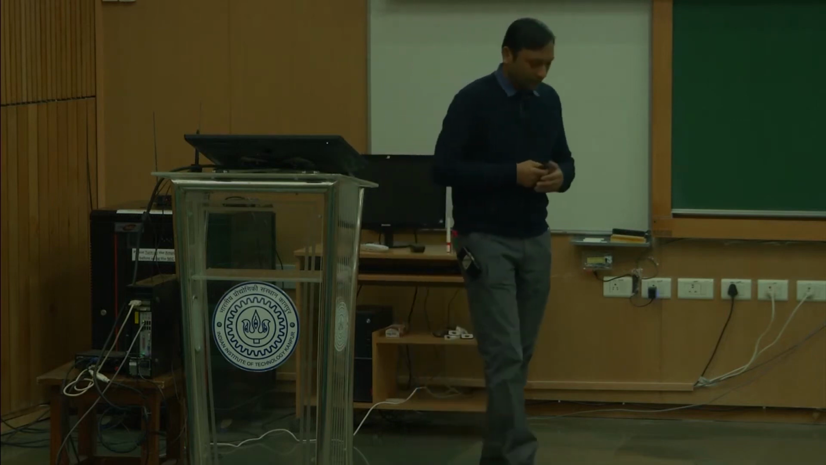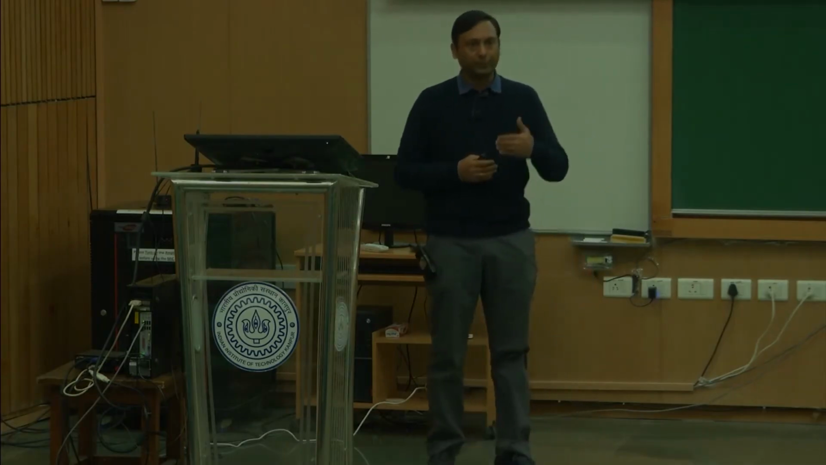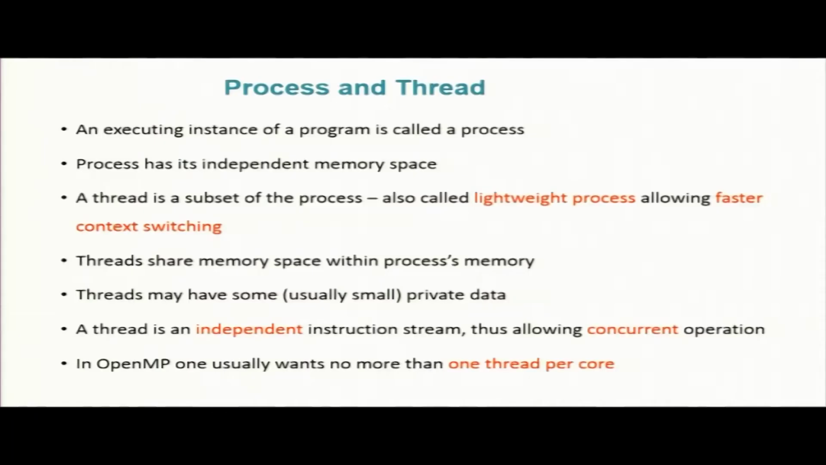So when one thread is preempted from a core, its context is not big in size, so it can be saved faster and another thread can be scheduled on that core. When we look at the process level, the context is quite big. When we have multiple threads, most of their context is common, so they are quite lightweight and the switching is fast.